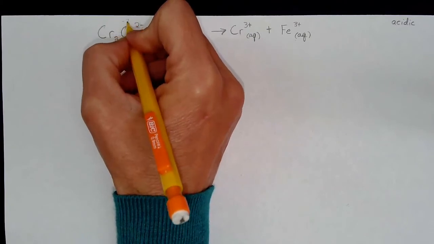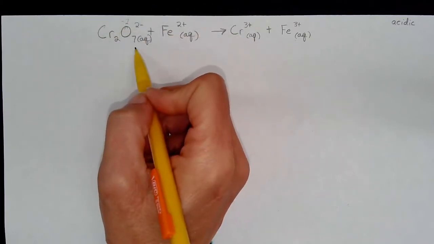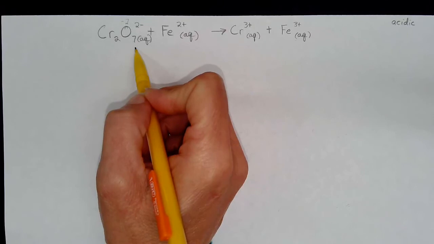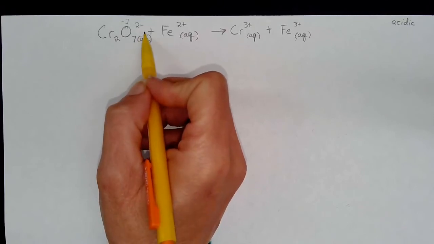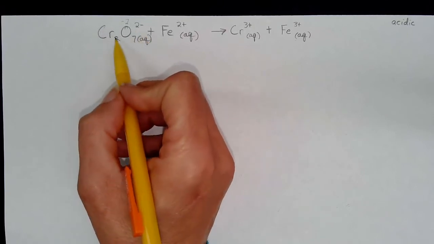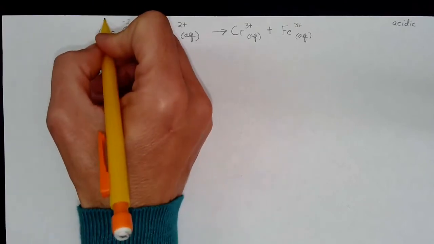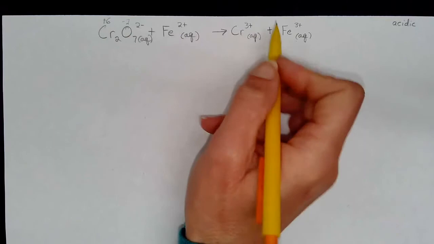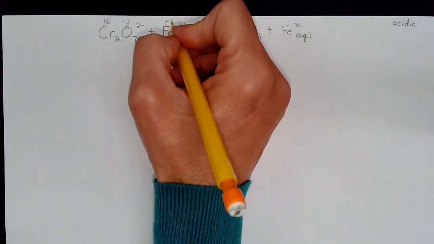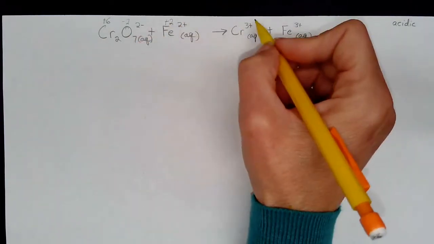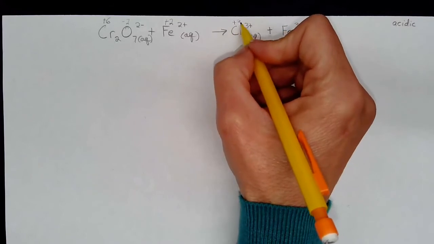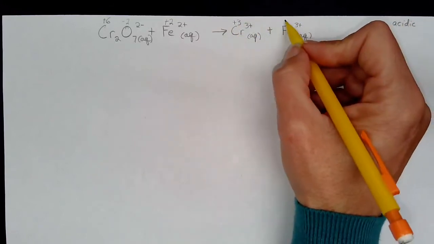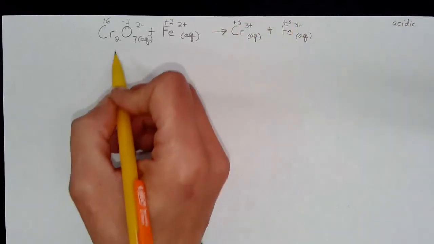We have a -2 on the oxygen for a total of -14. -14 plus something gives me -2. This must be +12. There are 2 of them, so this is +6. Each of these is a monatomic ion. That makes it easy. This is a +2 because that's its charge. This is a +3 because that's its charge. And this is also a +3.